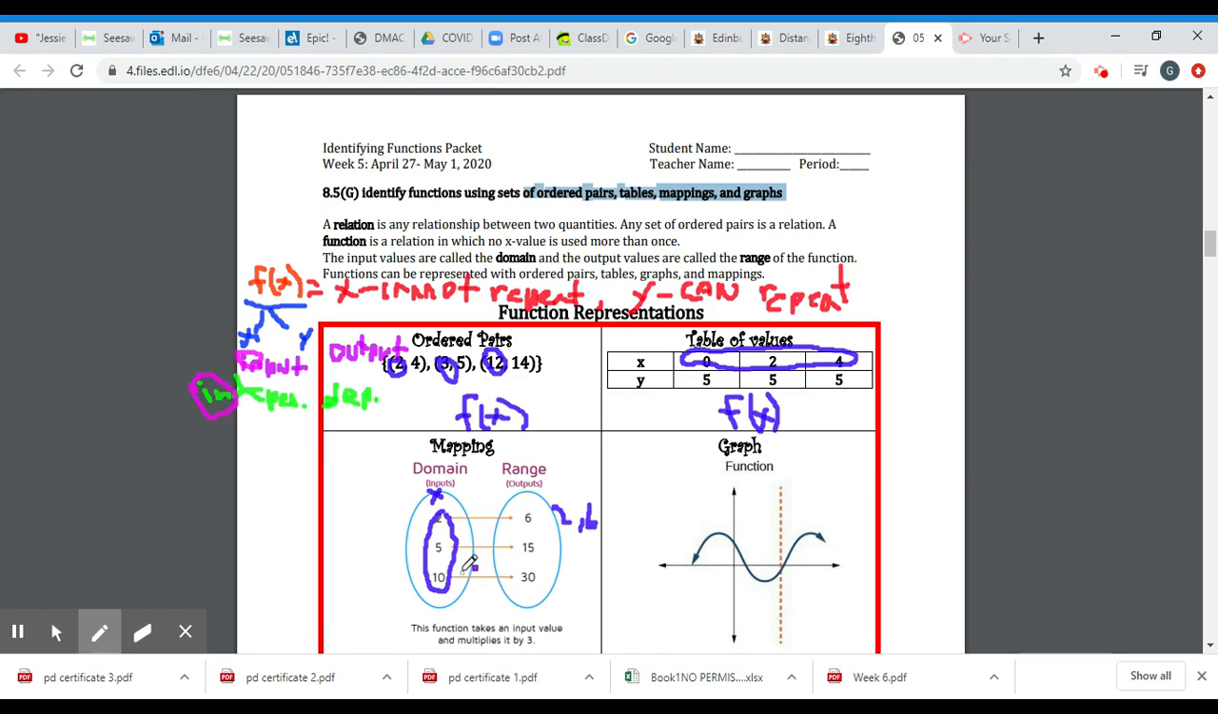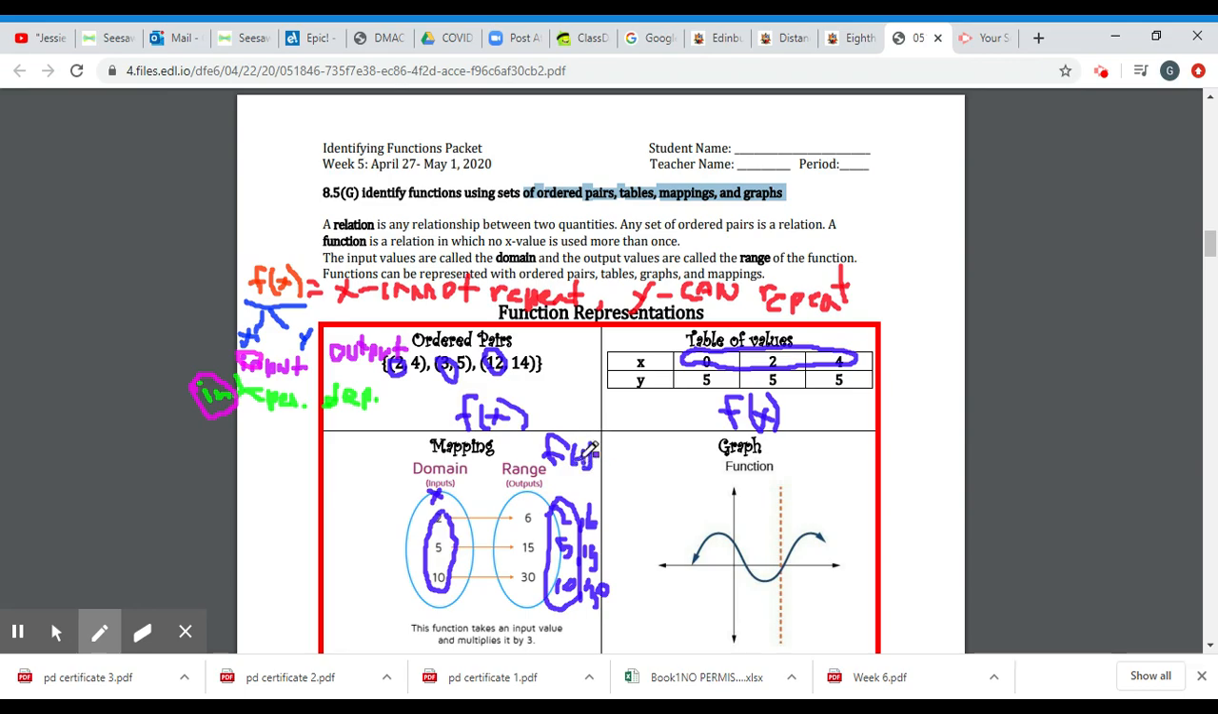That's how we read these. If I look at 5, it has one arrow that goes to 15. So this is 5, 15. If I look at 10, it has one arrow, goes to 30. So this is 10, 30. And again, because none of them have more than one arrow coming out of the same one, and if I write them out in ordered pairs and I look at 2, 5, and 10, none of them repeat, then this is a function. Good.